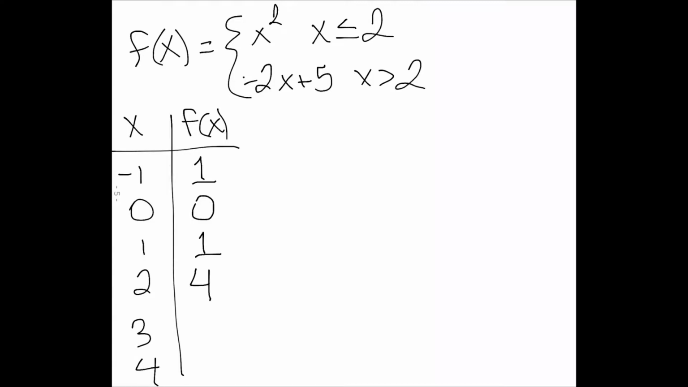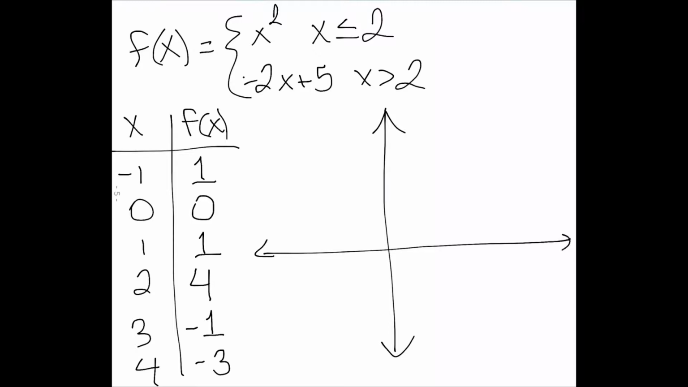And I have -2 times 3 plus 5, which is -1. 4 is bigger than 2, so once again I'm in my second case. -2 times 4 plus 5, that gives me -3. So now I can graph.